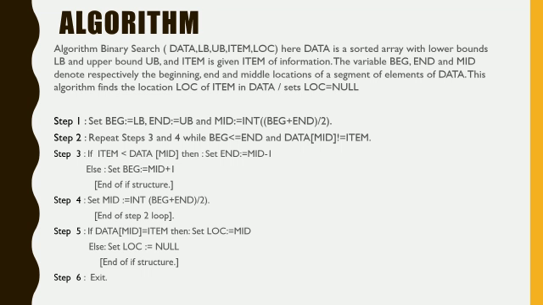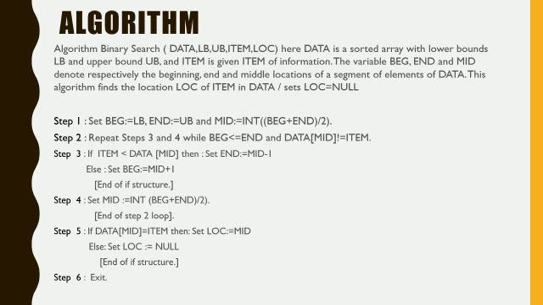Algorithm for binary search. Data, lower bound, upper bound, item, location. These are the elements used in the algorithm. Here data is a sorted array with lower bound LB, upper bound UB, and item is a given item of information. The variables BEG, END and MID denote respectively the beginning, end and middle locations of a segment of elements of data. This algorithm finds the location LOC of item in data or sets location equal to null. Step number 1. Set beginning equal to lower bound, end equal to upper bound and mid equal to int of (beginning plus end) by 2.